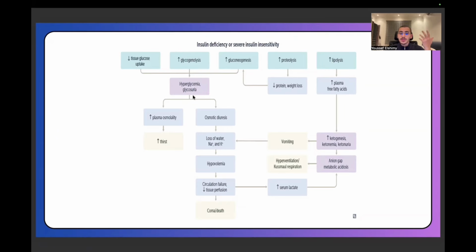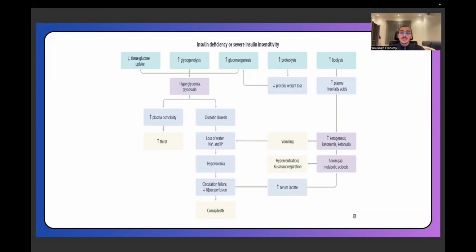And when there's increased blood glucose, the kidney has a limited capacity of reabsorbing back the glucose amount. So the glucose would be in the urine, and this would cause osmotic diuresis, because when glucose gets lost, it takes water with it. This would lead to loss of water, as well as electrolytes like sodium and potassium. This would also lead to hypovolemia.